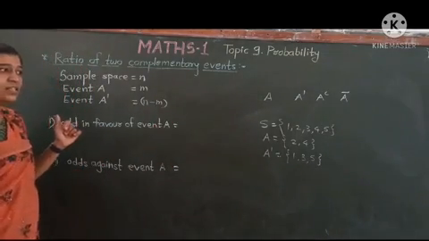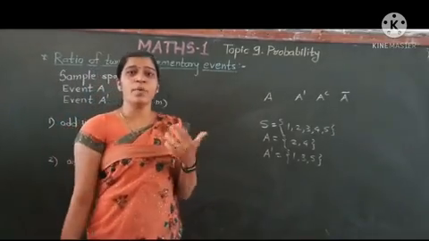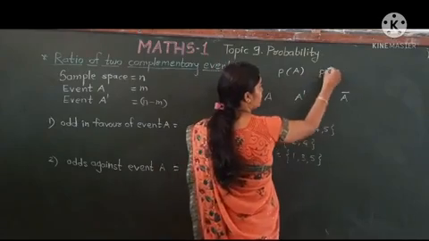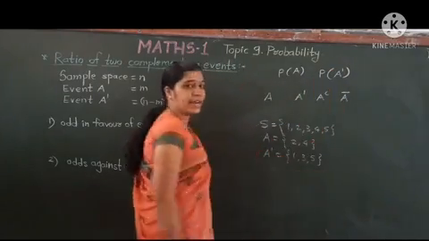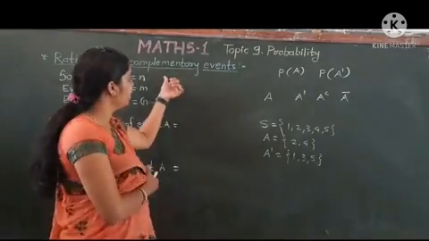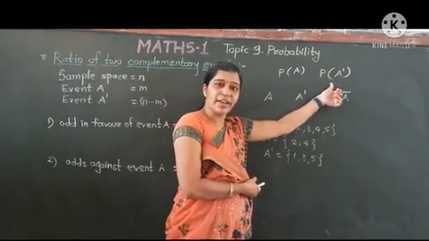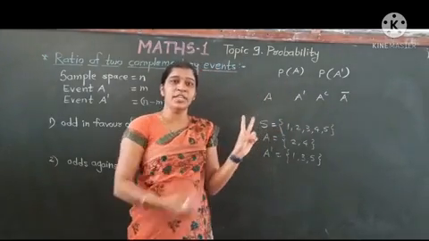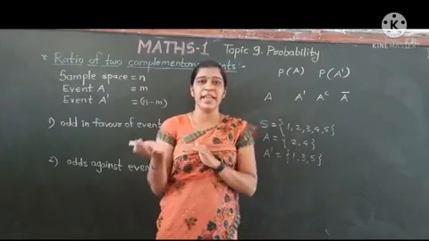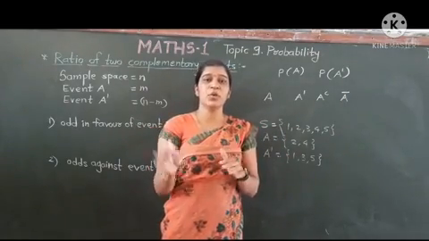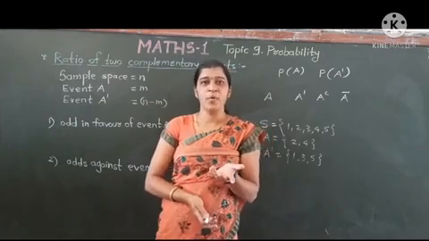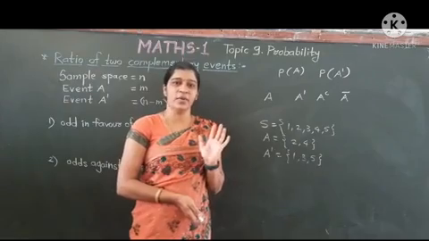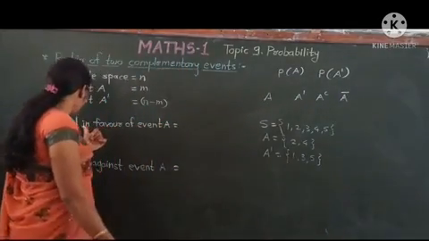Suppose the probability of event A, we write as P of A, and the probability of its complement, we write as P of A dash. Means we have to find here P of A upon P of A dash, or P of A dash upon P of A. We have to find two things. Complementary event means A and A dash.